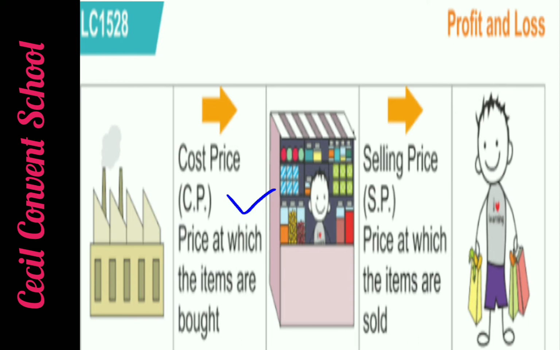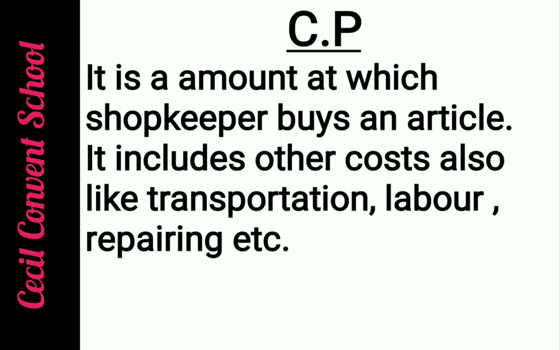And the selling price is SP, means short form of selling price is SP. SP means it is the price at which items are sold. When we sell anything, we call it selling price. So these two terms play a very important role in this one chapter. Cost price means when we buy anything, and selling price means when we sell anything. Clear? Now, what is a cost price?